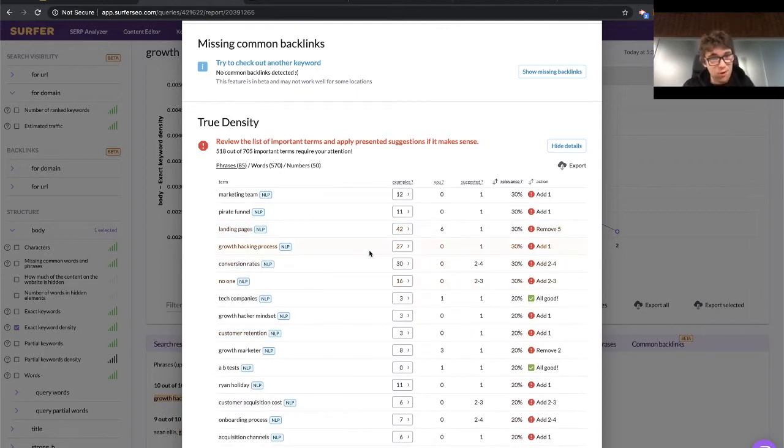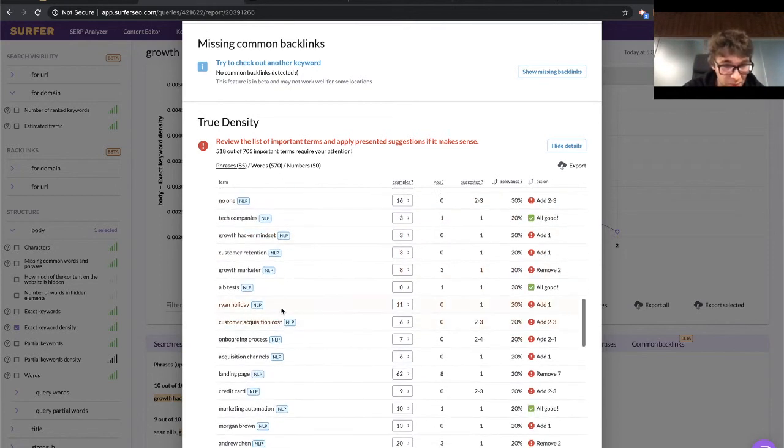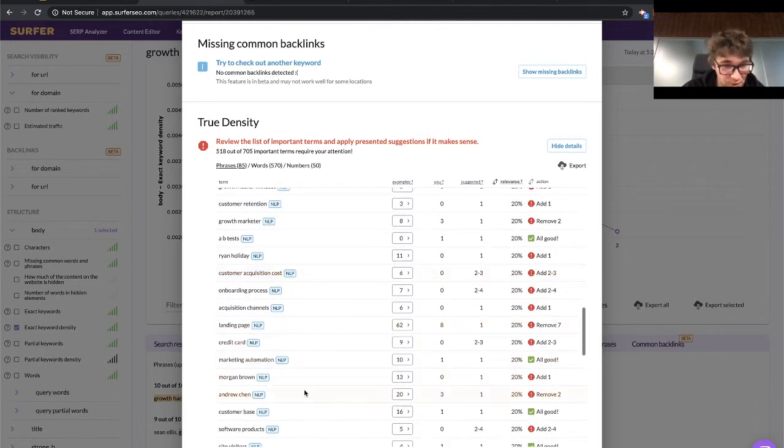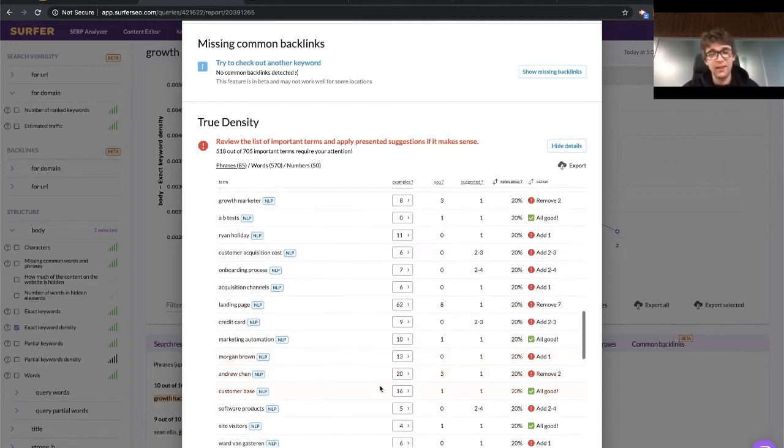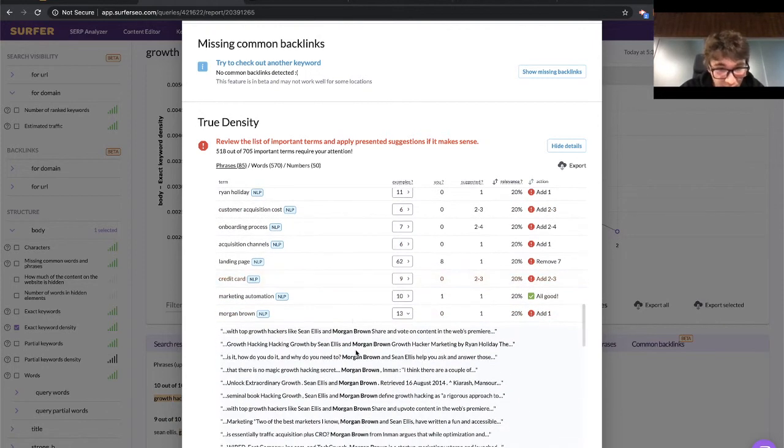Growth hacking as a process is also missing. So again, about the conversion, about growth hacker mindset, we have the Ryan Holiday, we have Andrew Chen, we have Morgan Brown. I'm guessing that they are growth hackers. Let's take a look at the examples. Yeah, growth hackers like Sean Ellis, Morgan Brown.